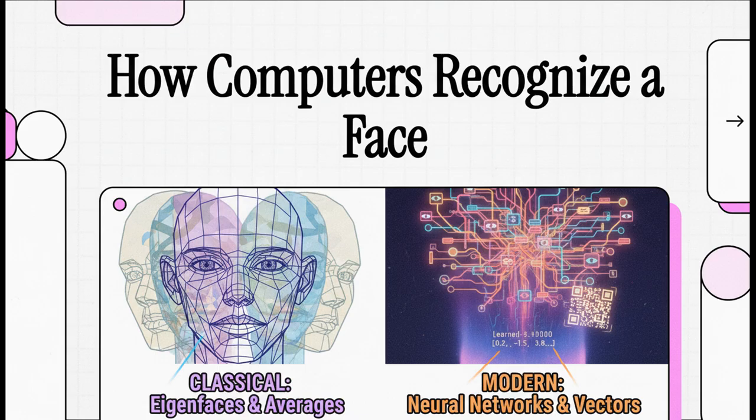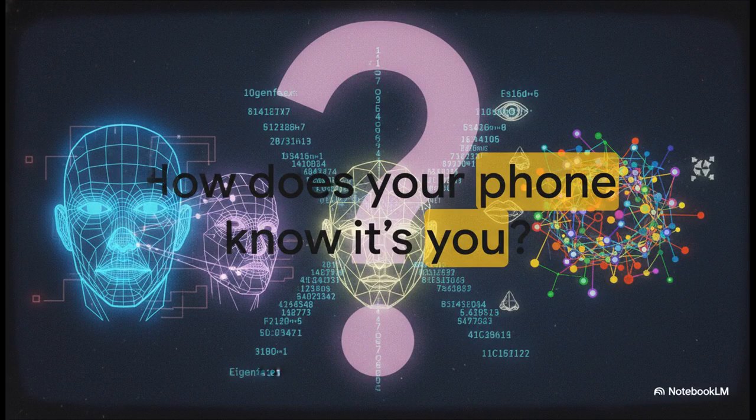Today, we're tackling something you probably use every single day. How does your phone or any computer actually recognize your face? Let's get into it. You know that moment you pick up your phone, glance at it, and it just unlocks? It feels like straight up magic. But it's not magic. It's an incredible field of technology called computer vision. And today, we're going to pull back the curtain and see exactly how the trick is done.